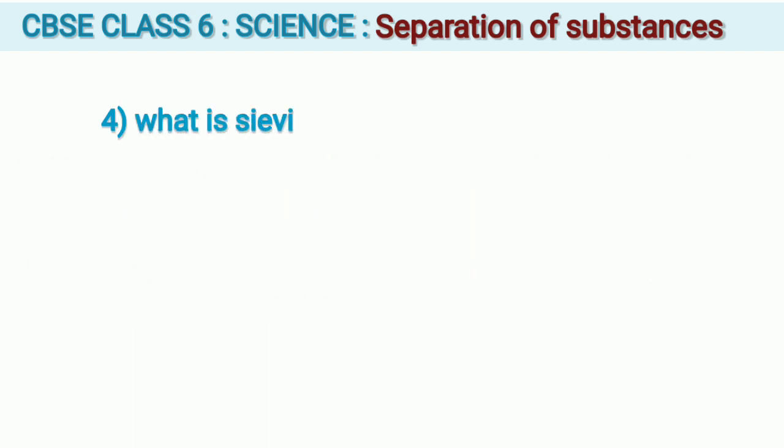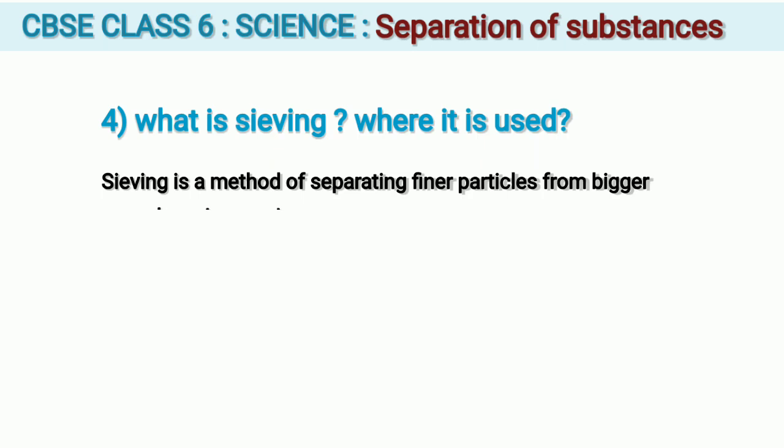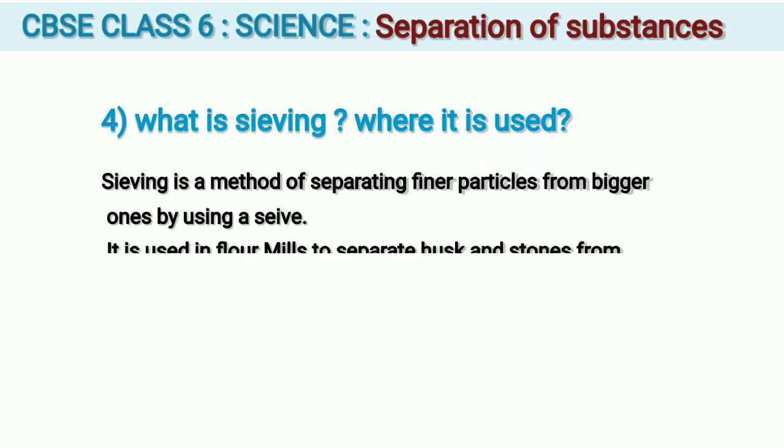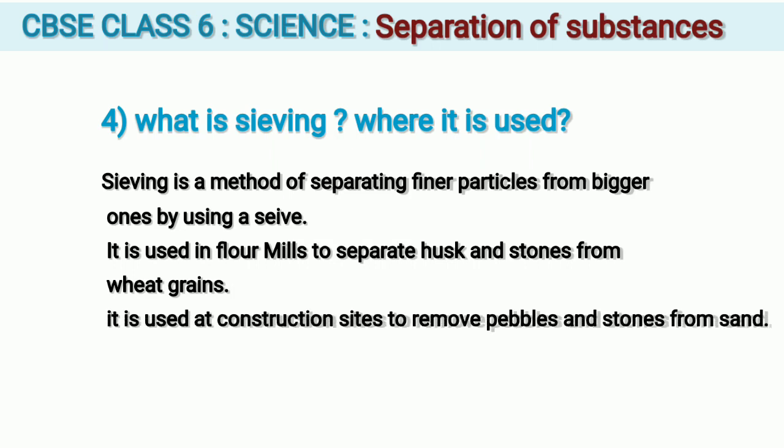Fourth question, what is sieving? Where is it used? Sieving is a method of separating finer particles from bigger ones by using a sieve. It is used in flour mills to separate husk and stones from wheat grains. It is also used at construction sites to remove pebbles and stones from sand.